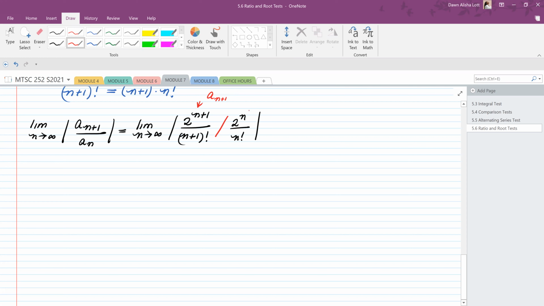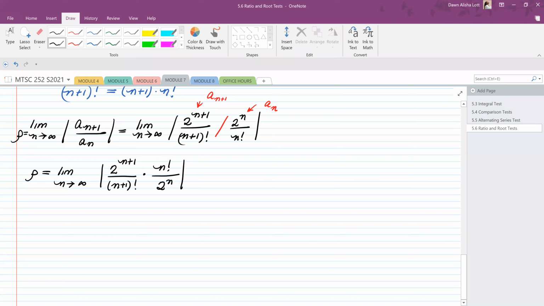And then this piece right here is an. So this now becomes the limit as n approaches infinity, and this thing I said is rho. So therefore rho is the limit as n approaches infinity. Now when you divide by a fraction, you multiply by its reciprocal. So I get the absolute value of 2 to the n plus 1 divided by n plus 1 factorial times n factorial divided by 2 to the n.